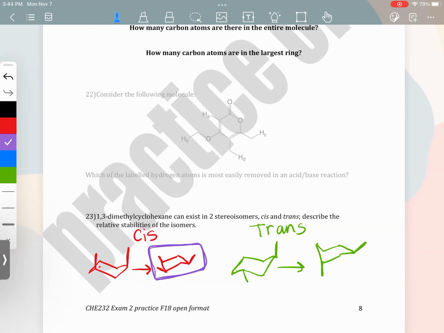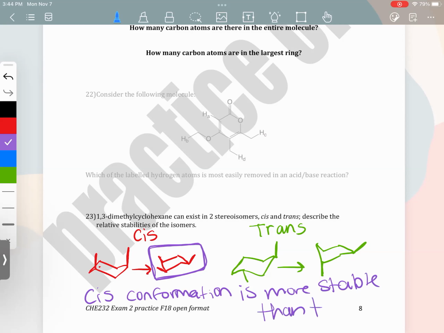Because it's more equatorial. For the cis, both methyl groups are equatorial. So whenever we have any of the substituents in an equatorial position, it's automatically going to be stable. So this means that the cis is more stable than trans.